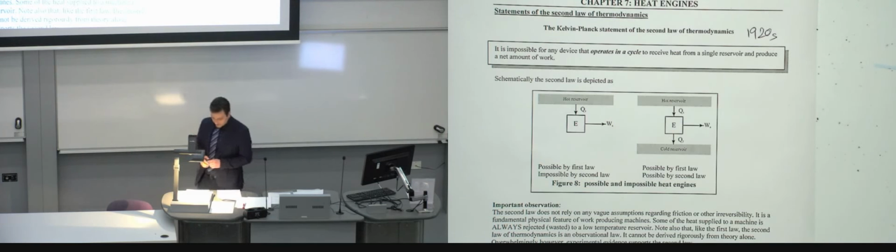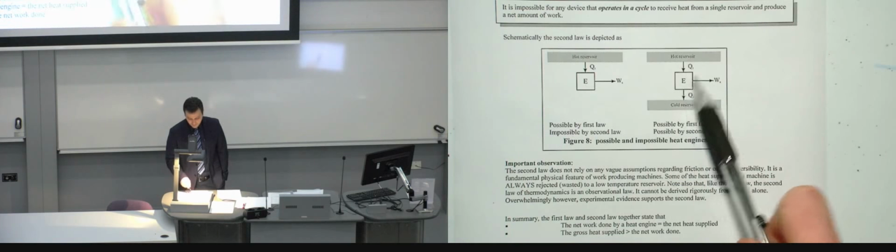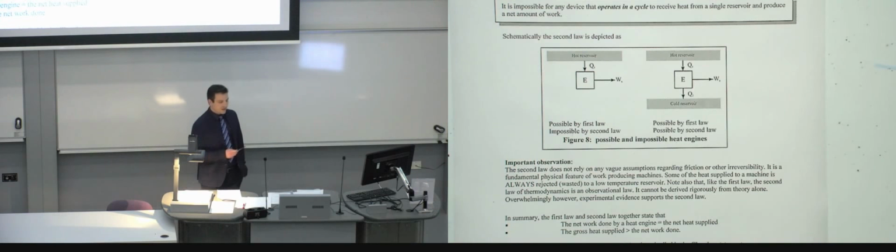So this statement says that it is impossible for any device that operates in a cycle to receive heat from a single reservoir and produce a net amount of work. So graphically, this statement suggests that this is not possible. You have to have this in order for your heat engine to work.